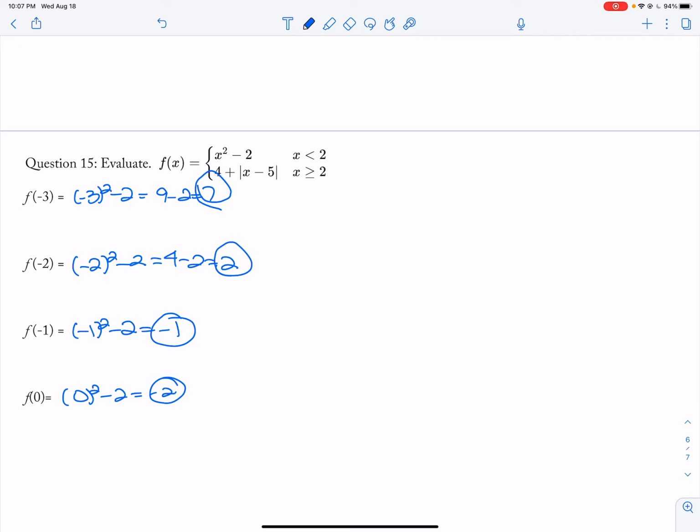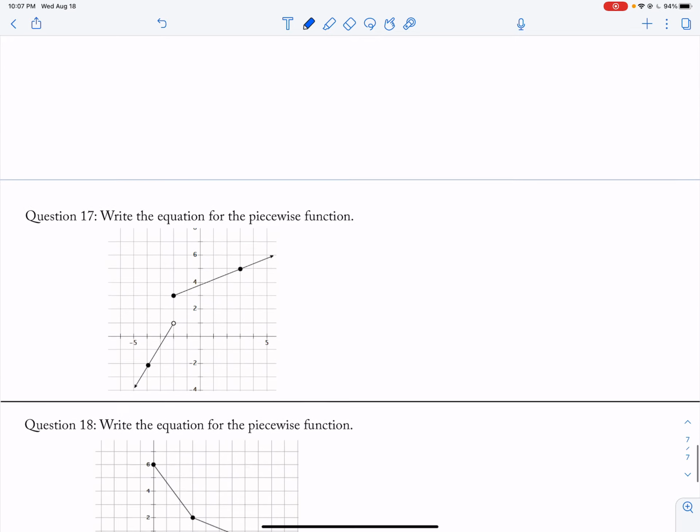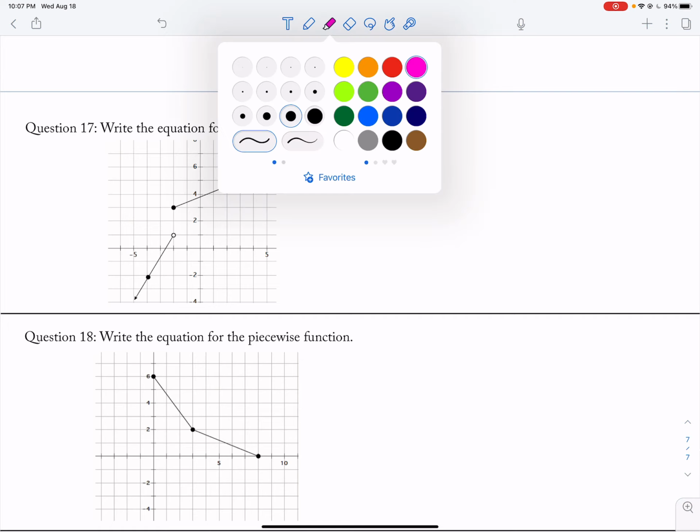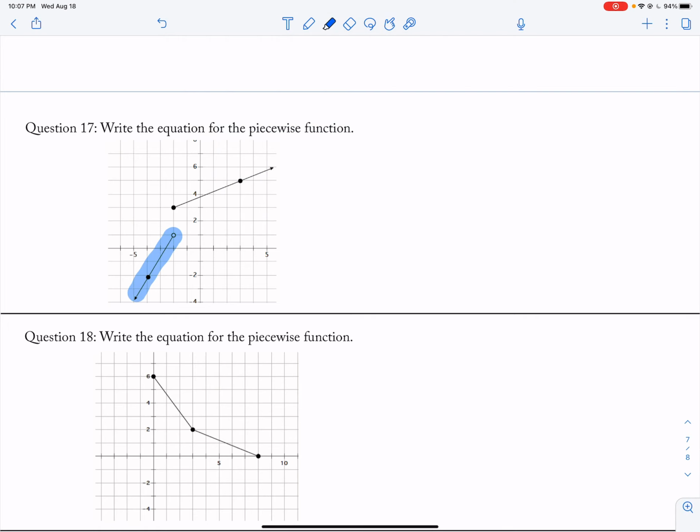All right. Next group of questions is asking you to write the piecewise function for the given function below. And that actually rounds out our lesson for today. So when I go to 17, what I'm going to do first is find the equation of this bottom line here. So I'm going to find slope. I have this coordinate point, -2, 1, and this coordinate point over here, so that's -4, -2.